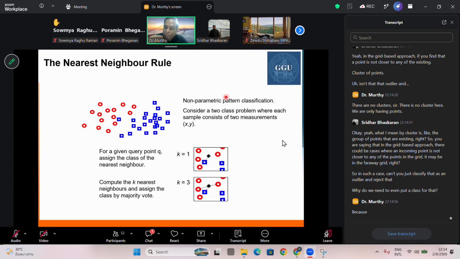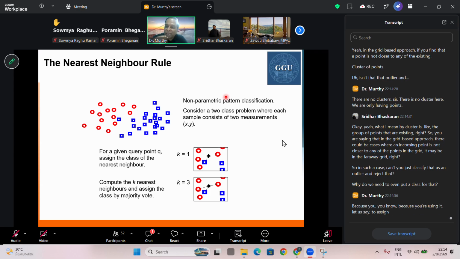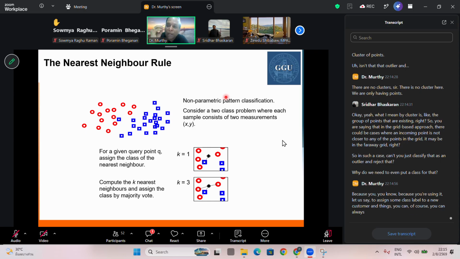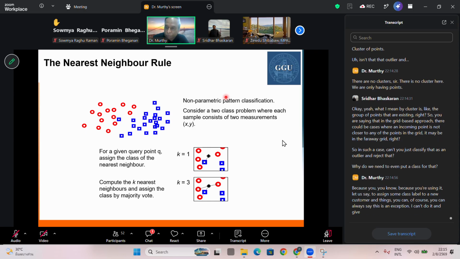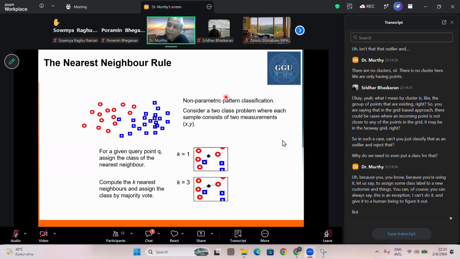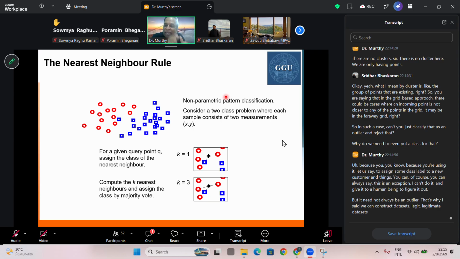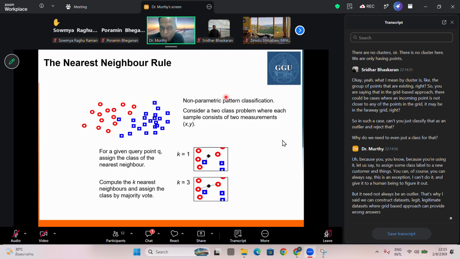Because you're using it, let us say, to assign some class label to a new customer. You can, of course, always say this is an exception, I can't do it, and give it to a human being to figure it out. But it need not always be an outlier. That's why I said we can construct legitimate data sets where the grid-based approach can provide wrong answers.